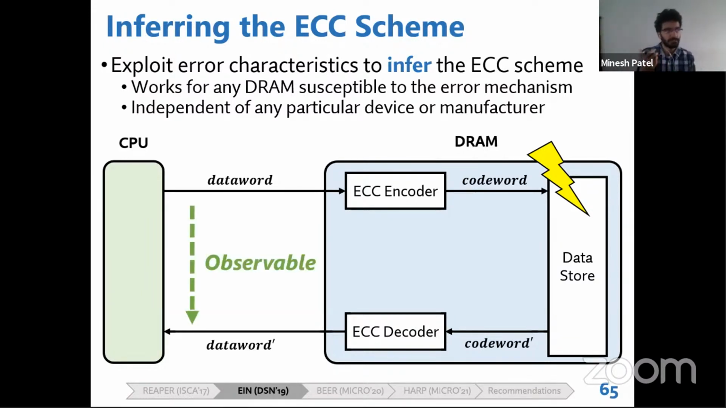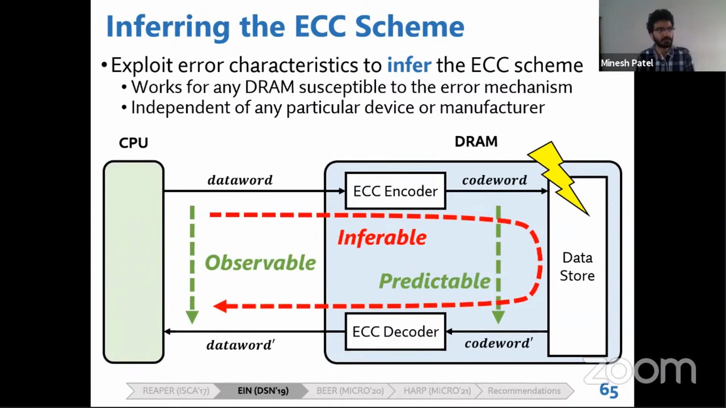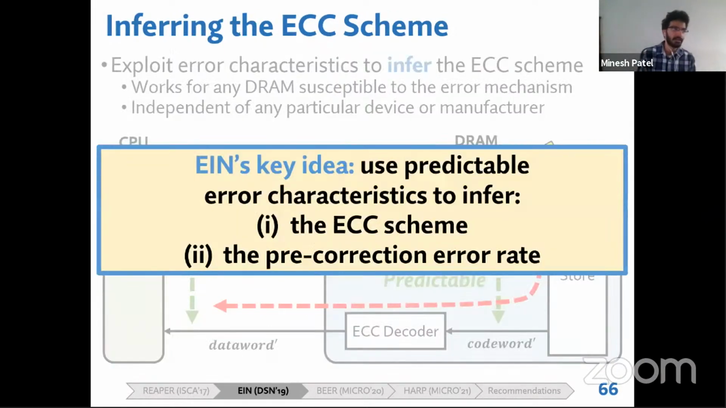Now we observe several things from this system. First, the transformation from data word to data word prime is observable by the CPU because it's directly interfacing with these quantities. Second, the transformation from code word to code word prime is not observable to the CPU, but it's predictable based on these error characteristics that we already understand. Using this correspondence between the observable and the predictable errors, the entire transformation along the path from data word to data word prime is potentially inferable. This leads us to EIN's key idea, which is to use these predictable error characteristics to infer both the ECC scheme and the pre-correction error rate.